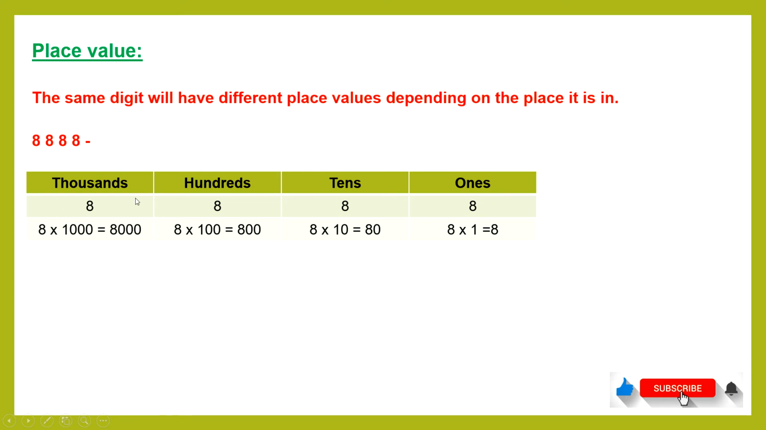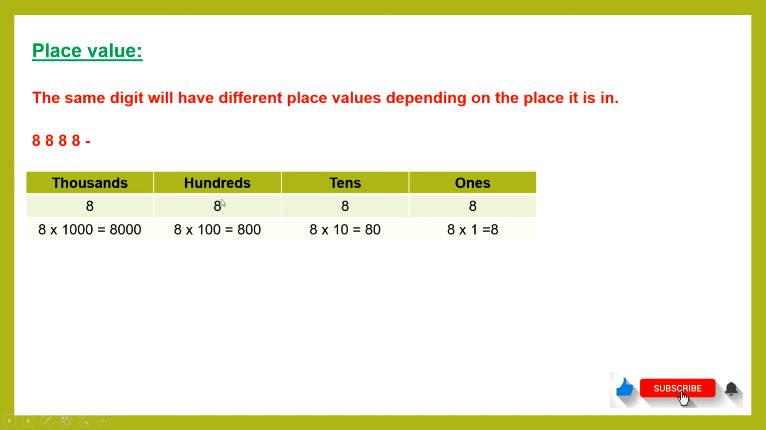Now in this place value chart, if you look at this 8, it has its place value as 8 because this is at ones place, and when we multiply this 8 with 1 we get 8. Now if you look at this next 8, we'll move to tens place. This 8 is at tens place, and if we multiply with 10 we get 80. So 80 is the place value for this number 8.